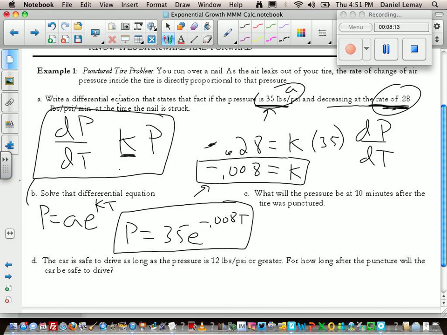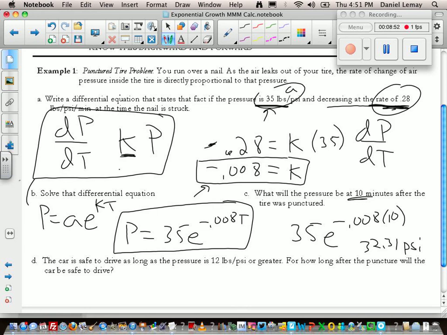Then they're asking us for part C. Well, 10 minutes later, this is in terms of t, so we can just write 35 e to the negative 0.008 times 10. When I did this earlier, I got 32.31. I didn't write down 3 decimal places, pounds per square inch. PSI, I guess I don't need that slash, do I?